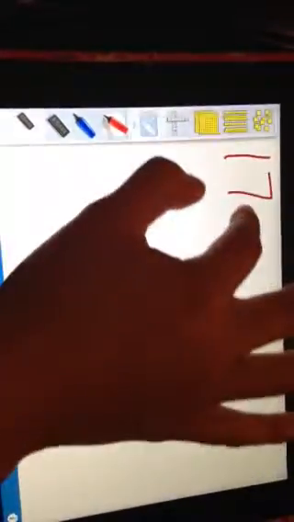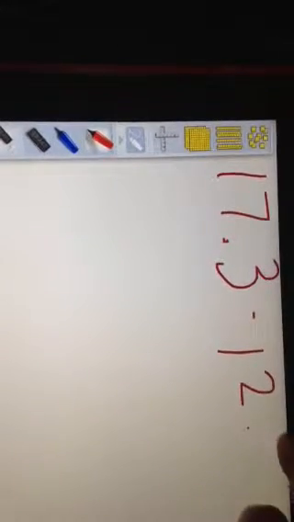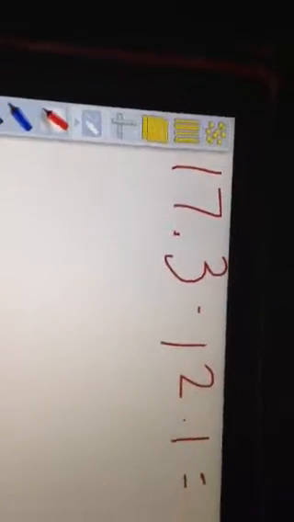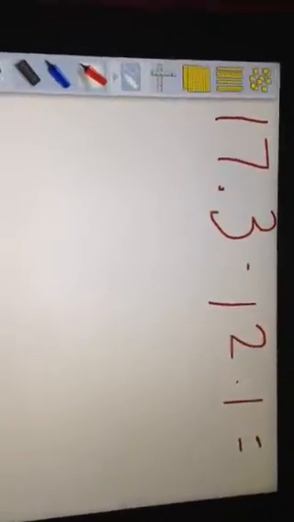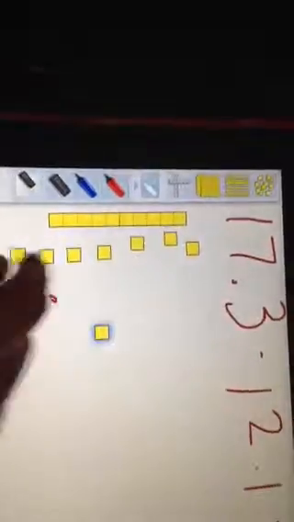Now let's go over how we would do a subtraction problem. We can do 17.3 minus 12.1. And what does that equal? I don't really have good handwriting on this. Okay, so what I would do is I would represent the numbers. So I'd see 1, 1, 2, 3, 4, 5, 6, 7. Point. I feel like that decimal just helps break up the numbers. 1, 2. Oops.